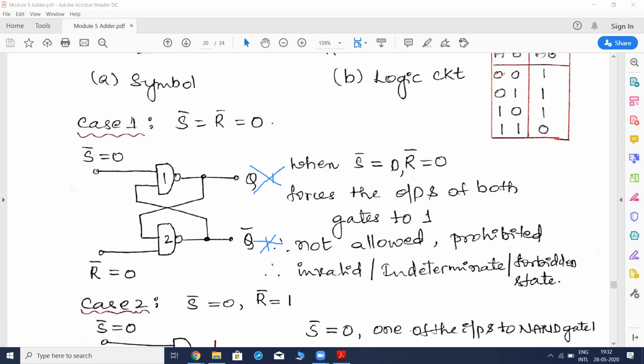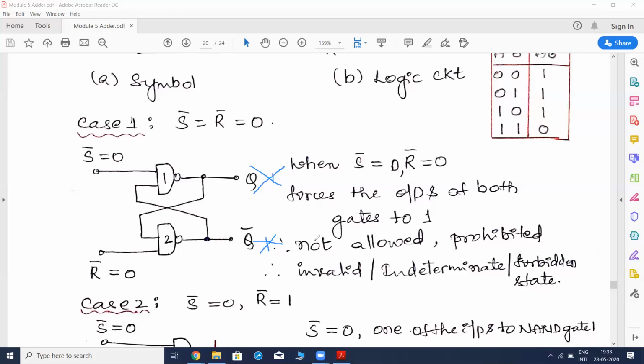Okay, so according to the NAND gate truth table, if any one of the inputs is 0, it will make the output 1. Just now I have explained the NAND gate truth table. So when we give the input S bar equal to 0 and R bar equal to 0, both the outputs, that is NAND gate 1 output and NAND gate 2 output, are forced to be equal to 1.